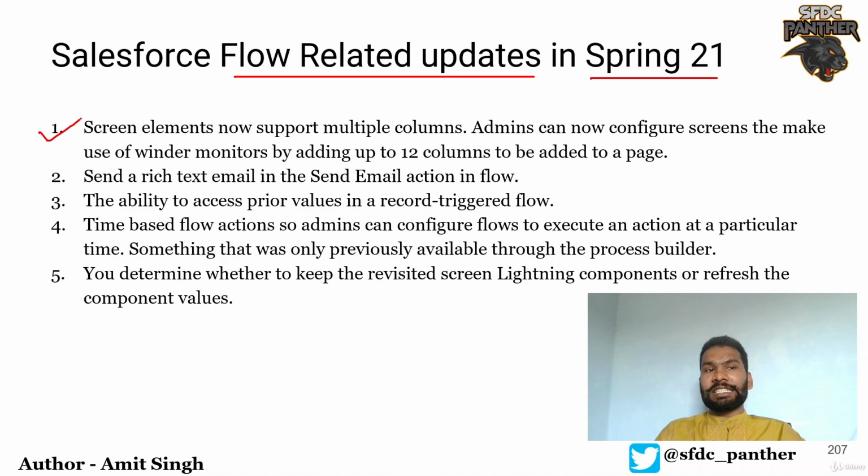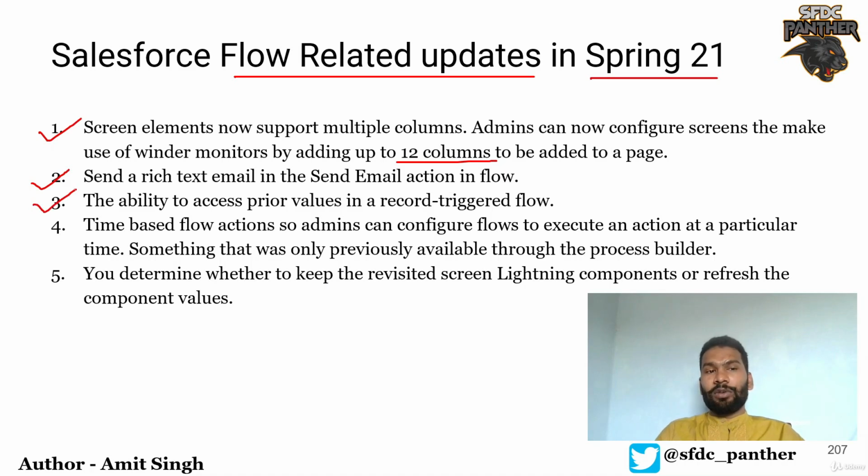The number one change is that now we can create multiple columns in the flows, and the limit is up to 12 columns. Before Spring '21, we had only one column which was full width. Now we can have multiple columns, up to 12. The second update is sending rich text email using the flows. Earlier we didn't have that option.